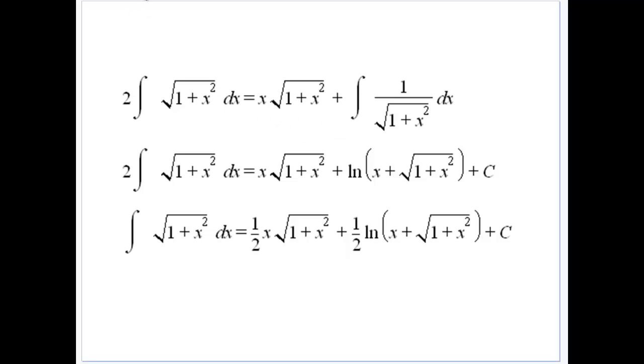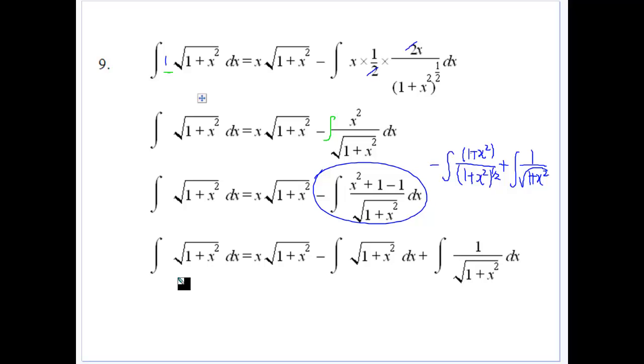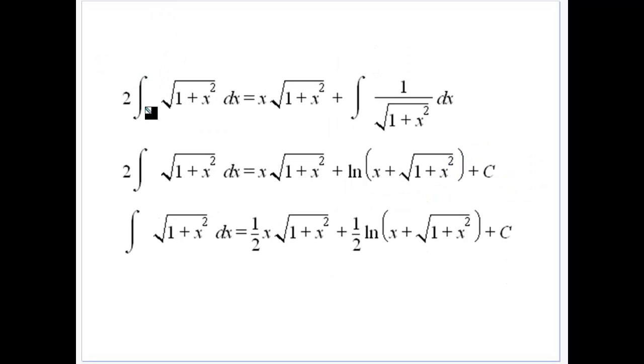So what I'm going to do, because it's always equal to the integral of square root of 1 plus x squared, I'm going to take that one across. So notice that becomes 2 lots of the integral of the square root of 1 plus x squared dx. Now we're able to do that because the left hand side is always equal to the right hand side. So I can say 2 lots of the left hand side must be equal to this.